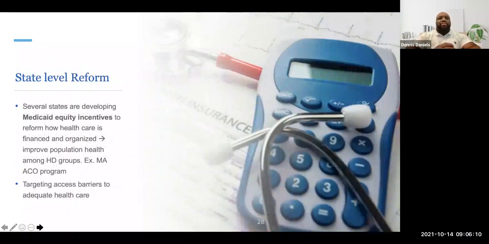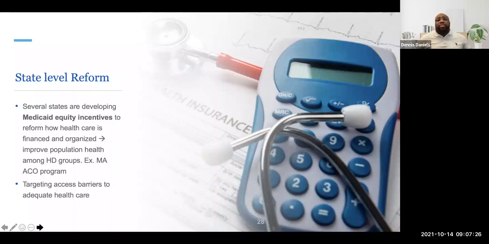Looking at the state level, we know that several states have at this point developed Medicaid equity reform to change how healthcare is financed and organized. This has the potential to improve population health among various underprivileged groups. For example, the Massachusetts Accountable Care Organization program emphasizes social determinants of health and the enhancement of behavioral health services. So, this challenges accessibility barriers.